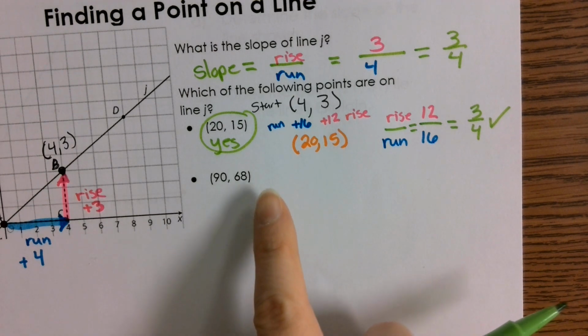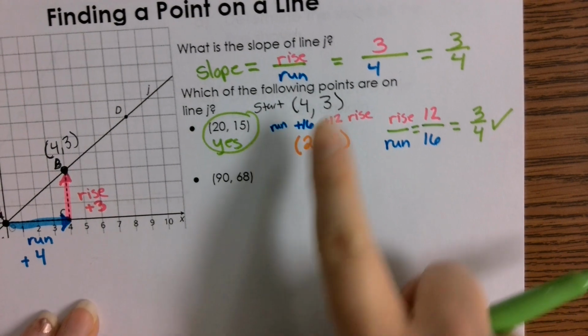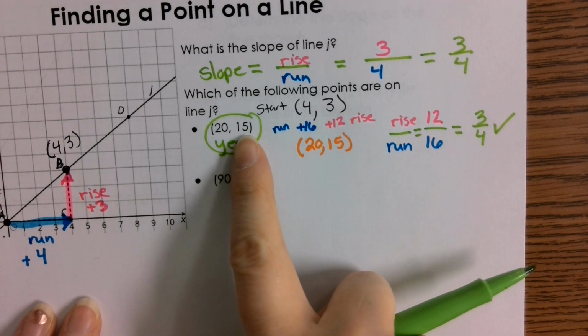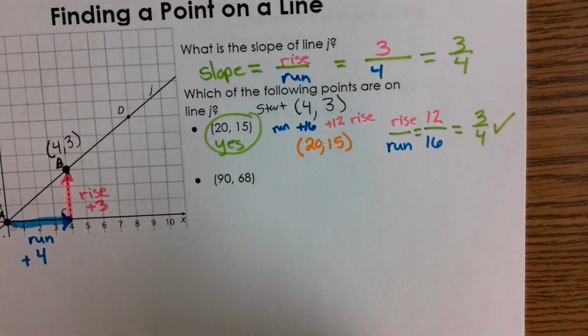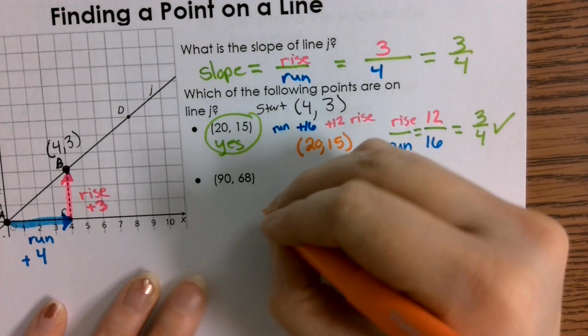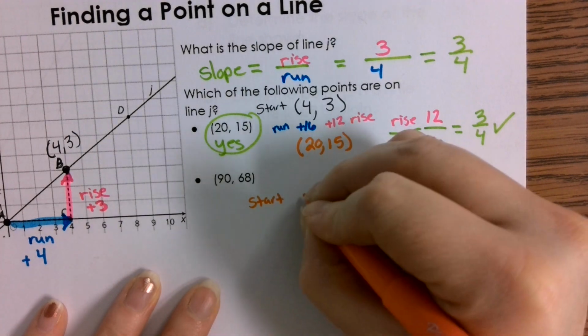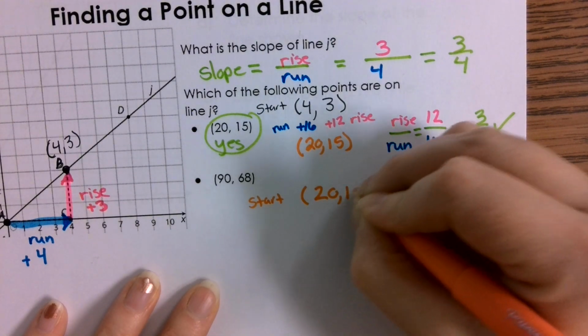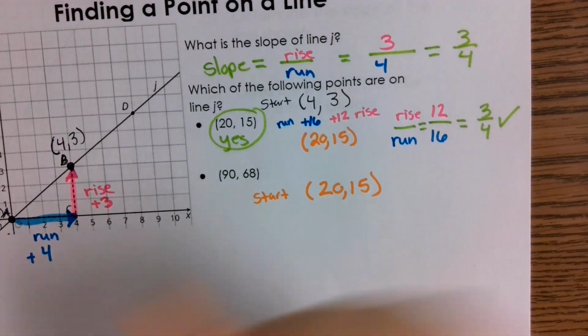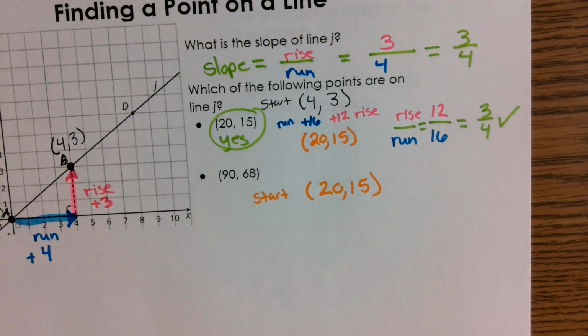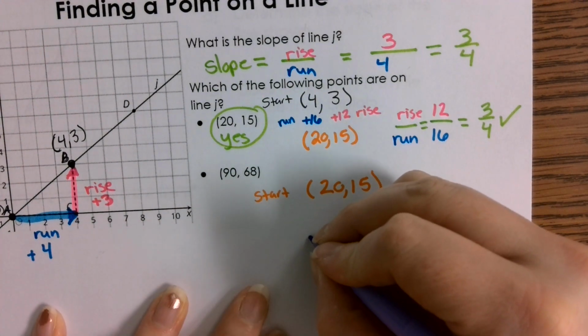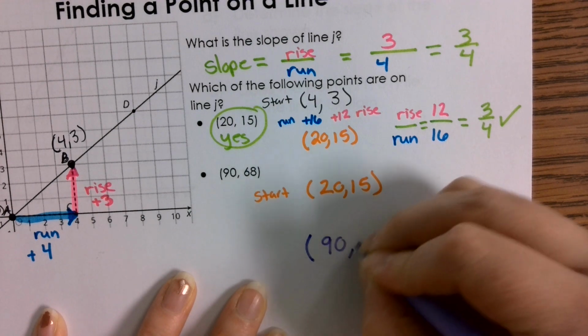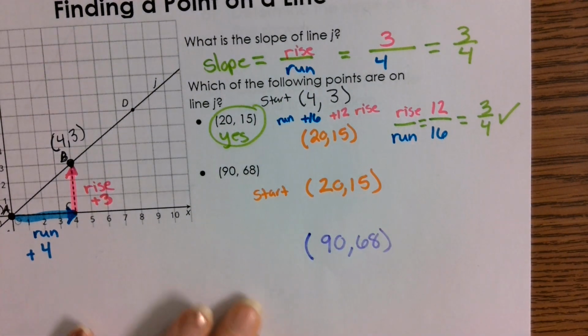So now let's check this point, (90, 68). Do you think I need to use (4, 3), or can I use (20, 15)? (20, 15). I can use (20, 15). I could use (4, 3) as well, but (20, 15) is a little bit larger of a point, so maybe I want to go ahead and start with that one. So we're going to start with the last point we had, that (20, 15). But again, you could use the (4, 3), or you could use the (0, 0). Either of those are fine because they're all points on the same line. And we want to see how we can end at (90, 68).